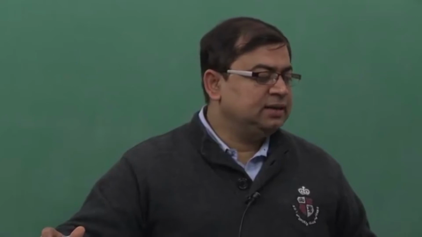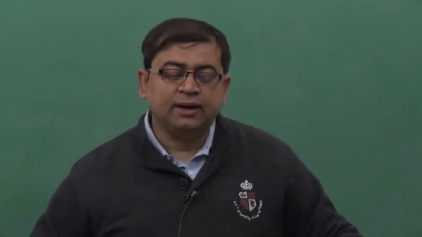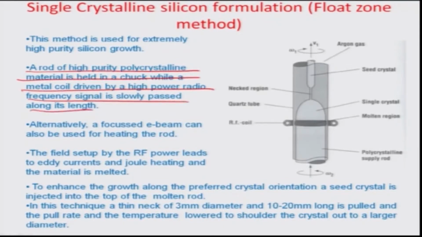The other method that is very commonly used is the float zone, which is used normally for smaller wafers, and here the method is a little different, because the rod of high purity polycrystalline material is held in a chuck, while a metal coil driven by a high power radio frequency signal is slowly passed along its length. So, it is basically a non contact mode of heating, and there are not many thermal stresses or thermal gradients. By and large, because of eddy currents, the material heats uniformly, and alternately you can also use a focused E beam to do the job of heating the rod.